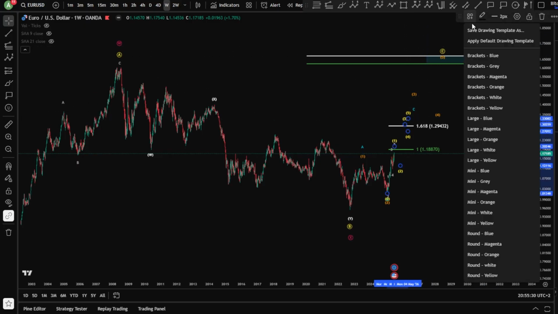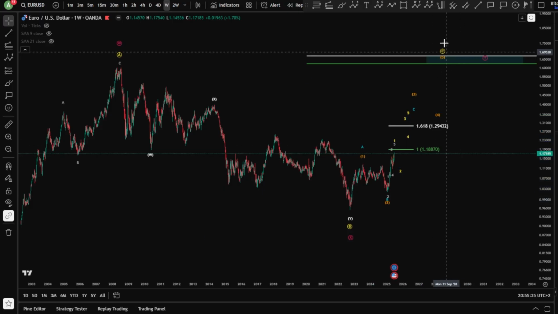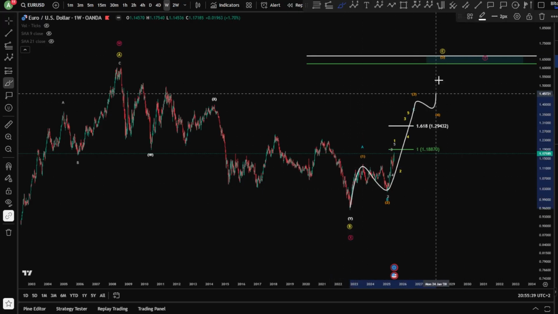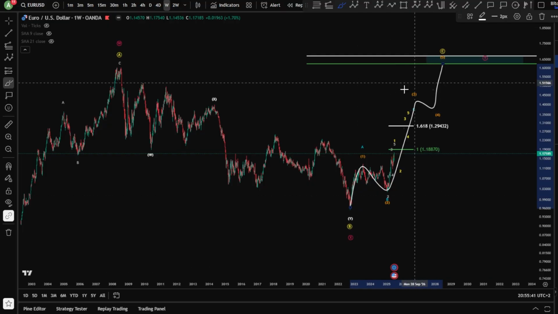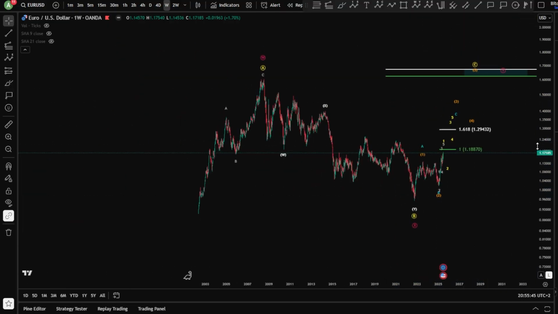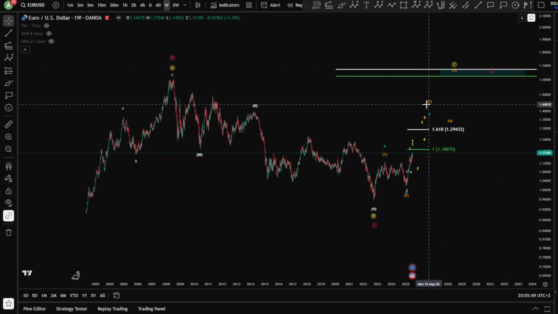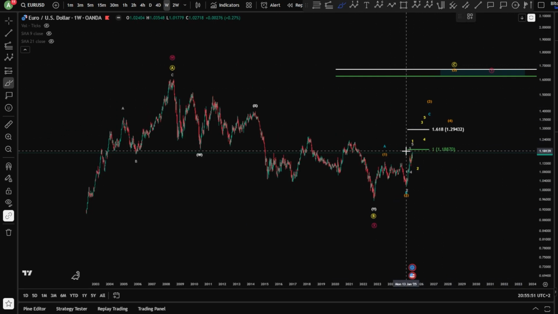I'm going to lower the degree for this one. The orange scenario, which is a wave C here, can be 1, 2, 3, 4, and a 5. In this case, it can hit the same target, but there is a difference with the count of the waves and how it might unfold.